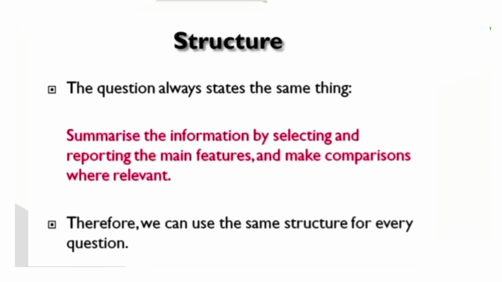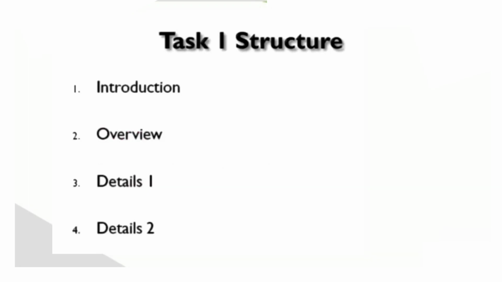Before teaching you how to understand key features and comparisons, I would like to show you the structure of task 1 questions. The question always states the same thing. Summarize the information by selecting and reporting the main features and make comparisons where relevant. Therefore, we can use the same structure for every question. And that is a simple 4-paragraph structure. You have to write the introduction first, then overview. After that, detail paragraph 1 and detail paragraph 2.